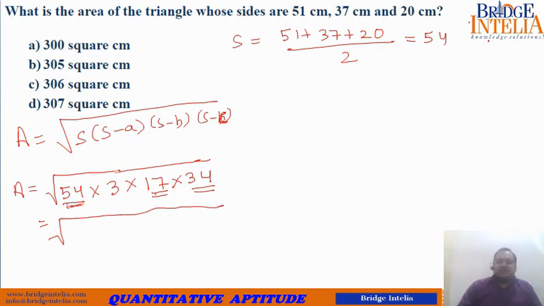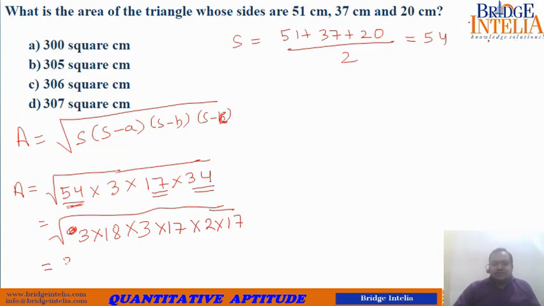How? Please understand. 54 can be broken down as 3 into 18, because you need pairing to be done, so that pairs can be created. We have a 3 already, so one 3 can be generated from 54. So I wrote 54 as 3 into 18 because my intention was to create pairs, because I am about to find out the square root. Into 17, now 34 can be written as 2 into 17. Now you can see pairs are being created. Pair of 3 and pair of 17 is created.